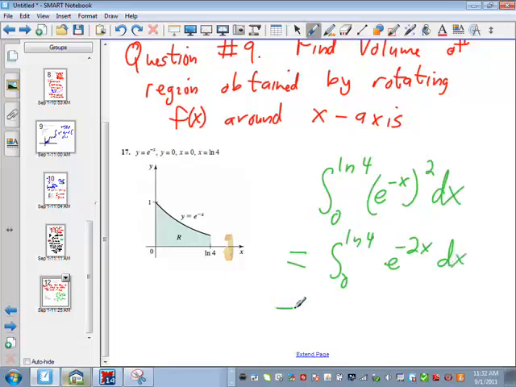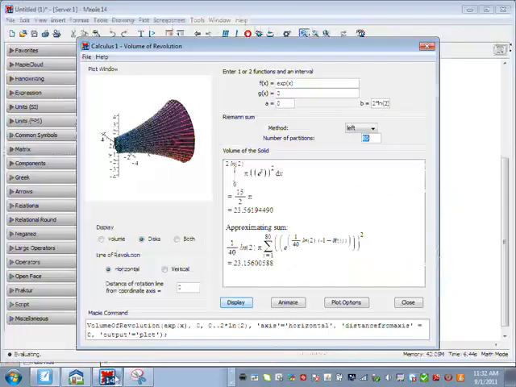Right? And this is equal to, by the fundamental theorem of calculus, minus 1/2 e to the minus 2x. Again, because of this minus 2, you have to divide by it, evaluate it from 0 to the natural log of 4. Plug in the natural log of 4 and 0 and subtract. And we're supposed to get what? We're supposed to get 15 pi over 2.